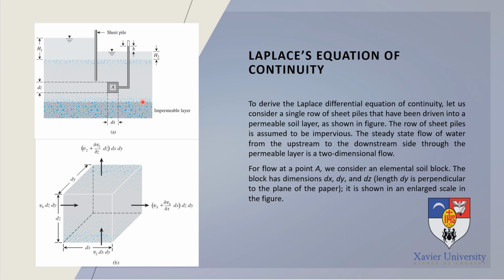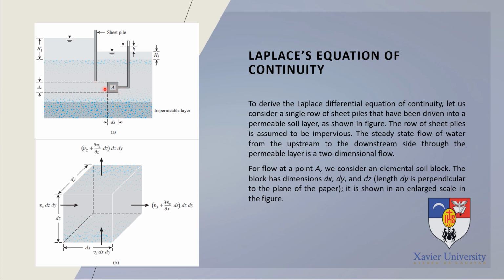So for flow at point A, here is the point A that we are trying to consider. We consider an elemental soil block. The block has dimensions dx, dy, and dz, where dy is the length perpendicular to the plane of the paper. So it is a 3D part already.